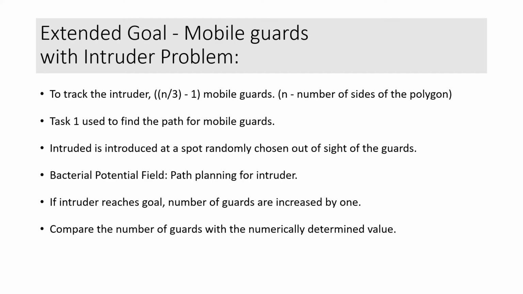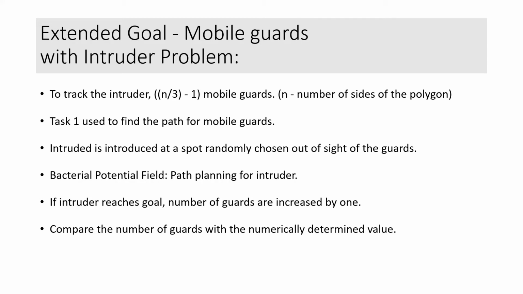Yes, so we need to know the number of mobile guards that will be required to track an intruder, to follow an intruder and catch it when an intruder is introduced. We'll look into further details about the path planning for the intruder in the coming slide, but before that, we plan to track the intruder and catch it, right? So we follow the steps followed in task 1, which Rutvik has spoken about, to determine the optimal path for the mobile guards, which is the Watchman route.